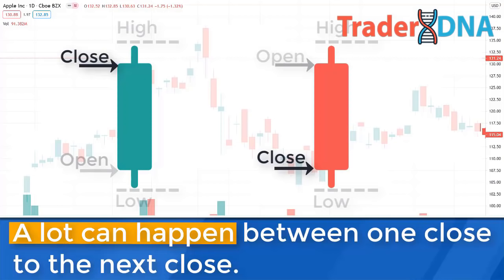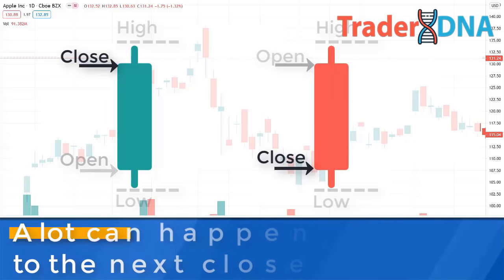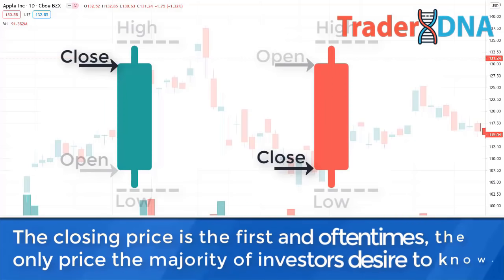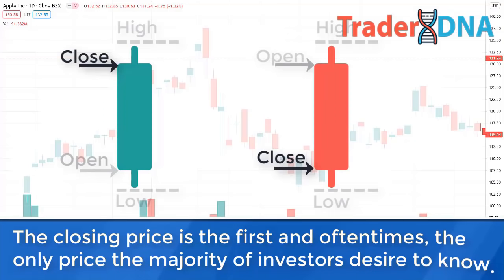It is the position investors desire to hold after hours when investors are unable to trade with liquidity until the next session opens. The closing price is the first and oftentimes the only price the majority of investors desire to know.